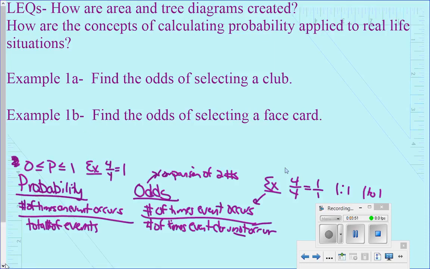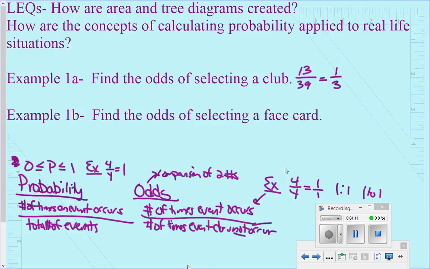So finding the odds of selecting a club, well, the odds, number of times the event occurs. So we already said there's 13 clubs. And then the number of times it doesn't occur, well, that means all the non-clubs. There's 52 cards total. Subtract 13 gives me 39 non-clubs. So 13/39 simplifies to 1/3.